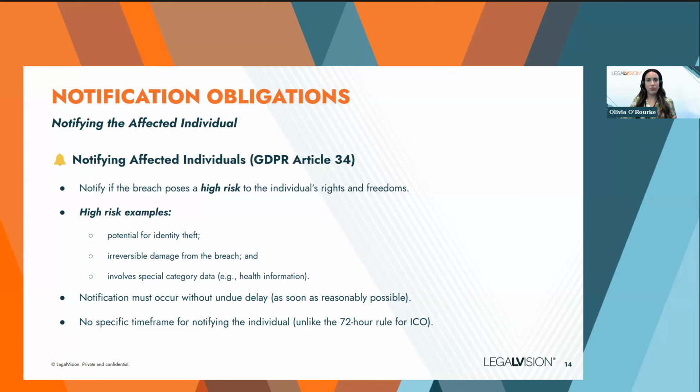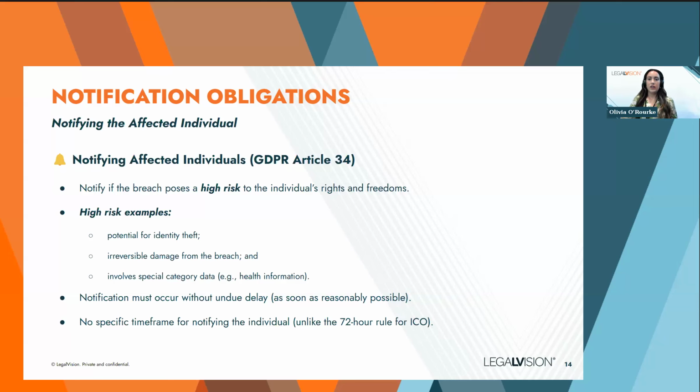So, for example, high risk could be things like a risk that their identity could be stolen, if there's likely to be irreversible damage caused by the breach to the individual in any form, and especially where it involves special category data, such as health information. So obviously if someone's health records, diagnoses, medication, things like that are released or disclosed to a third party, that could obviously have a high risk to them.